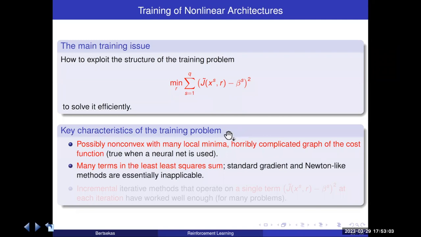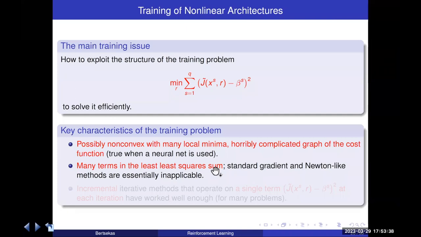Another characteristic of this least squares sum is that it has many terms. The number can be very large. So standard gradient methods and Newton-like methods, which are the workhorses of continuous optimization, don't work. The reason is that to calculate the gradient of this cost function involves taking the gradient of all these components, and the number of components can be very, very large. And calculating the second derivatives, which you need for Newton's method, is even worse.